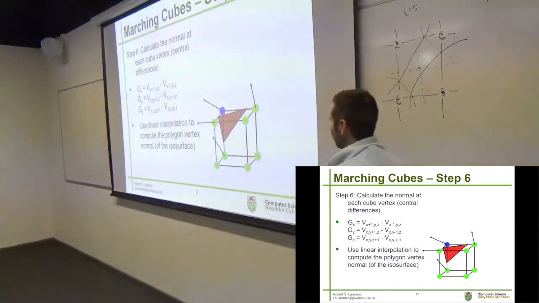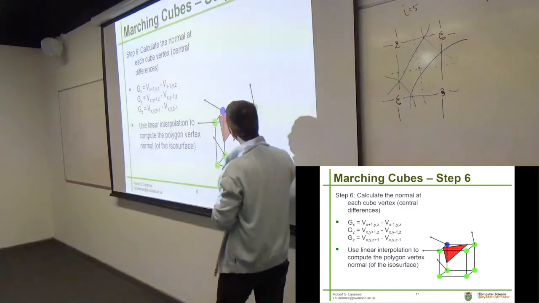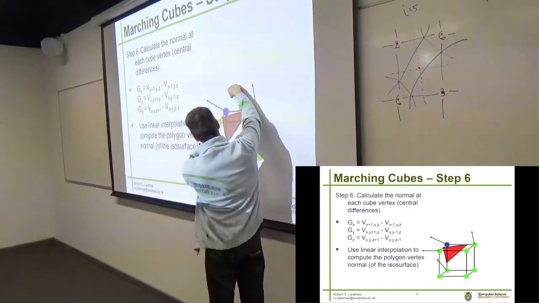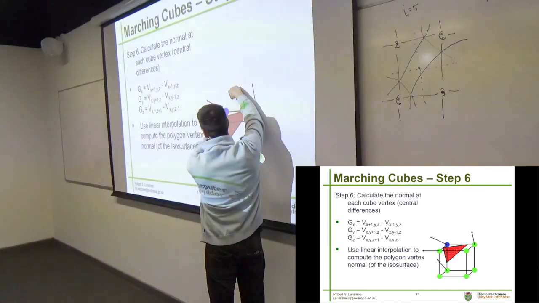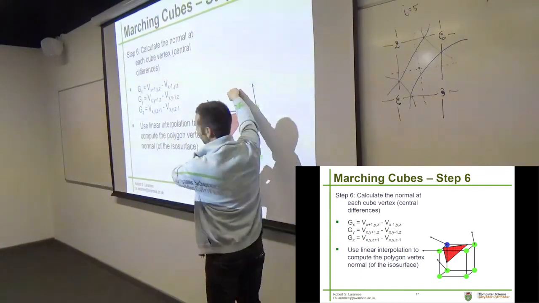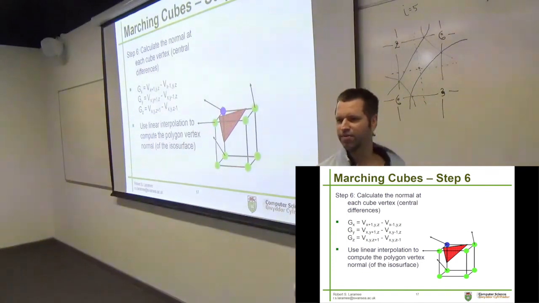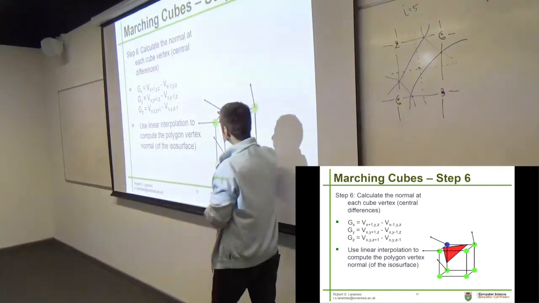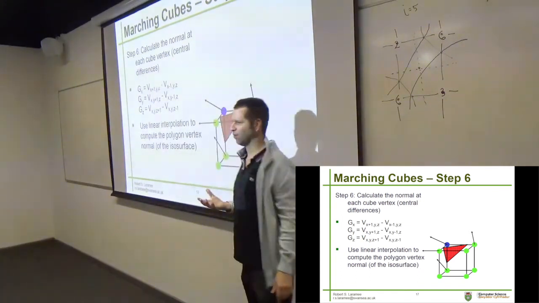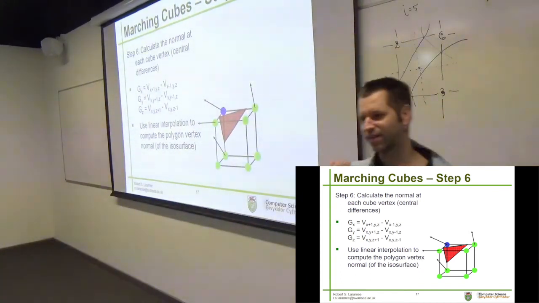And then for the z direction of the normal vector, we just take the rear neighbor, the data value, and subtract out the front neighbor along z. And we use that as our z component of the normal vector there. We add those three components up, and then we have a normal vector for that vertex.